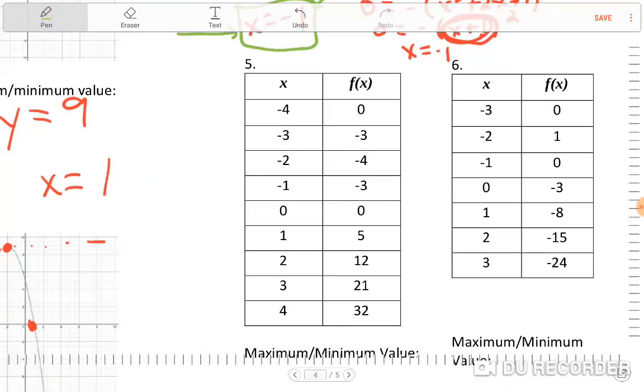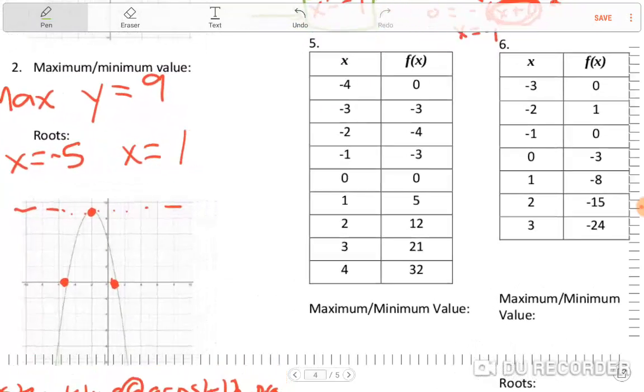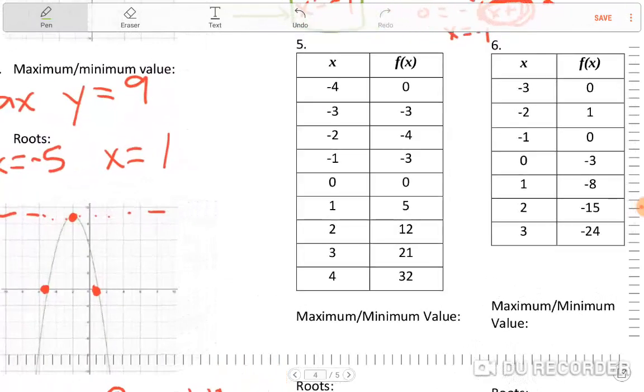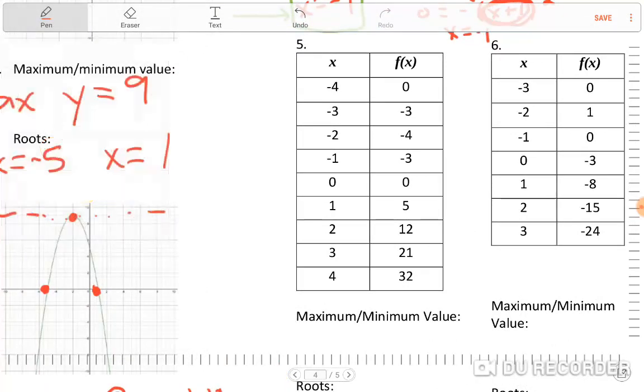Finally, for a table, okay? You can think that this is a little bit tricky, but it's probably actually even easier. When we look for a maximum or minimum value, remember that max and min means the y. We want to see what the y's are doing.